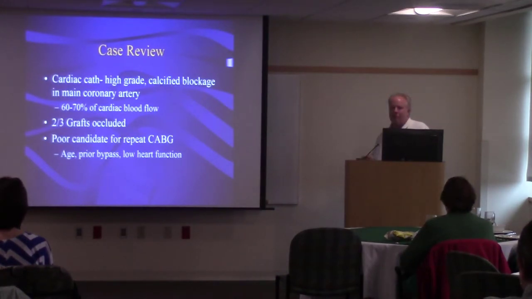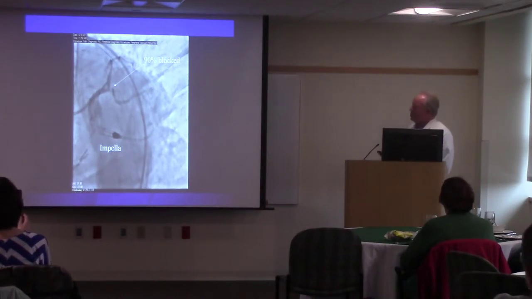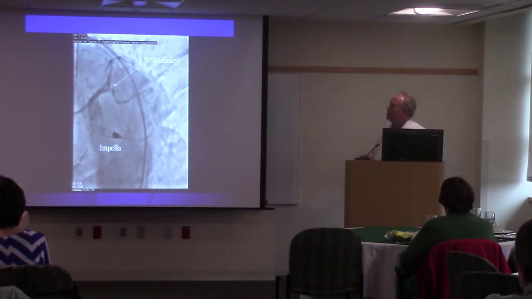She was a poor candidate for repeat surgery because she was older. She had a bypass in the past. Her heart function was low, so she would have been very high risk from having repeat open heart surgery. So we did a coronary angiogram on her, and this is her blockage here. There's a 90% blockage right here, right?